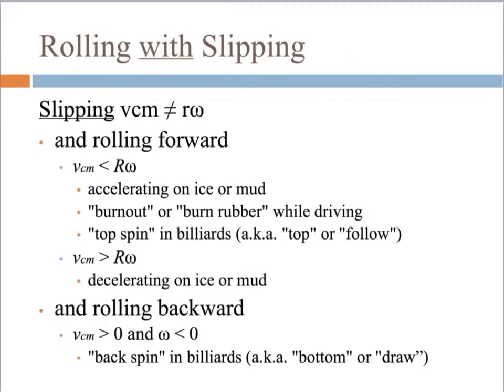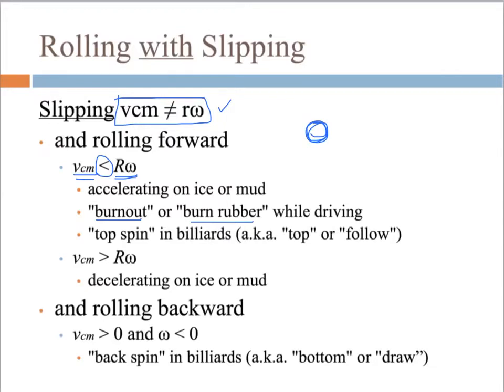In these situations, we're going to see objects that are rolling with slipping. What that means is you can no longer apply this v equals r omega right at the beginning. An example of that is when the velocity of our center of mass is less than r omega. You can imagine a burnout or burning rubber. Your tires are spinning very fast, but it's not moving forward just yet. So we are rotating faster than the center of mass is moving forward, and this relationship does not stand.